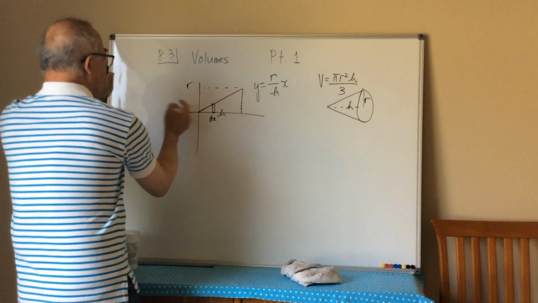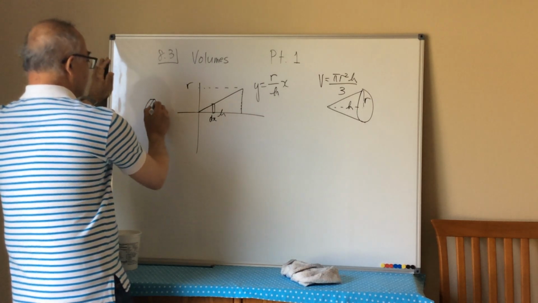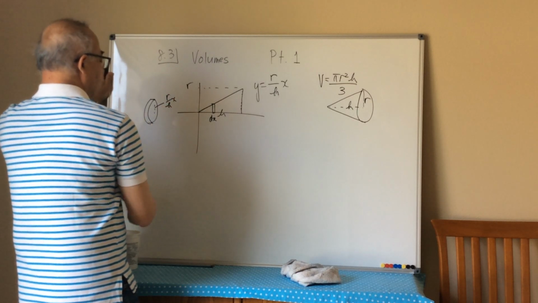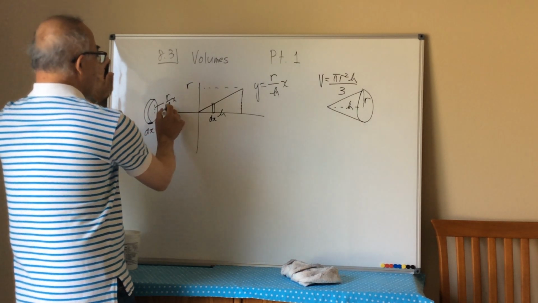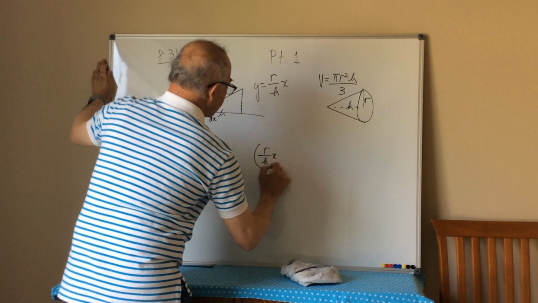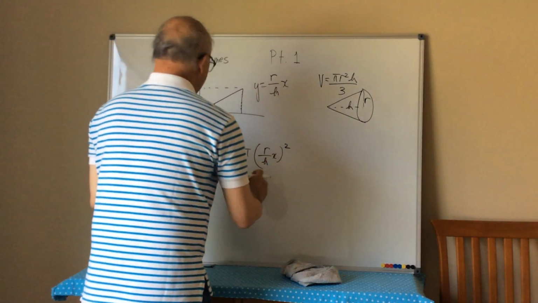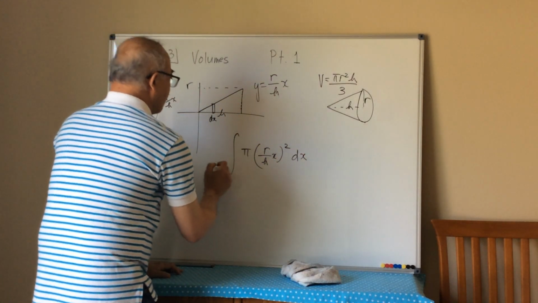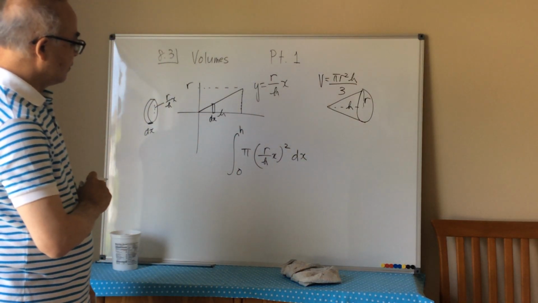If I rotate this around, I'm going to get a disc that looks like this with a radius of r over h times x, and a thickness of dx. So my area is r over h x, squared, times pi, because it's pi r squared. Then I multiply that by dx, which is the thickness, and I go from 0 to h. This will be my volume.